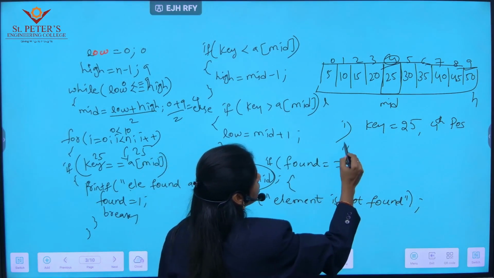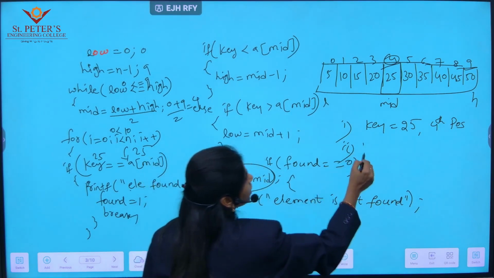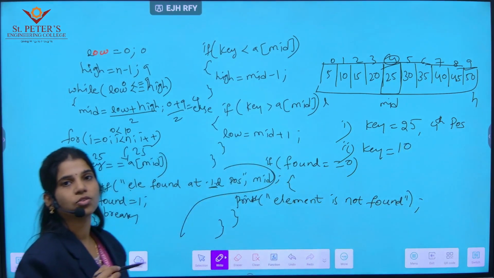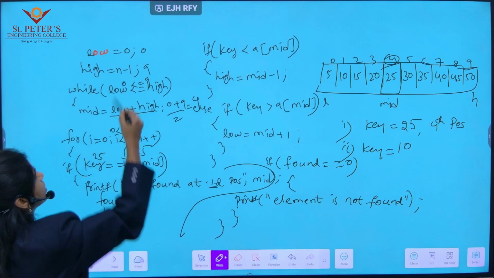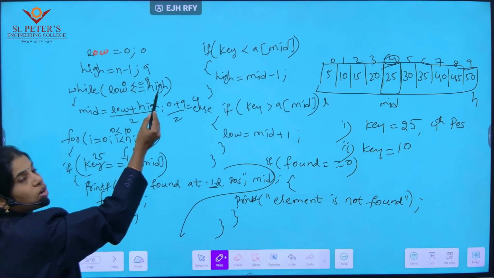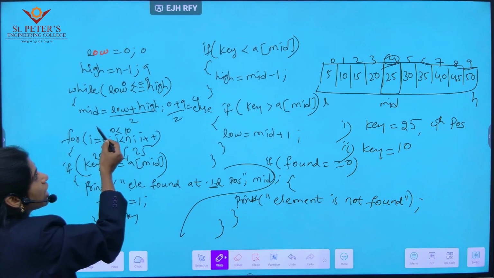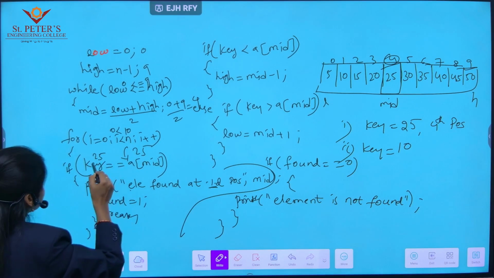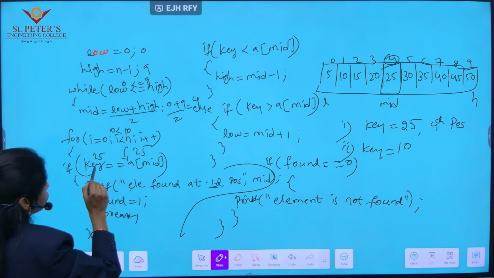In the second case, suppose your key element is 10. Now we'll start from here. Low equal to 0, high equal to 9, 0 less than or equal to 9. Yes, it is true. Mid value, that is 0 plus 9 by 2, 4. Next, 0 less than 10. Yes, it is true. Now the key element.